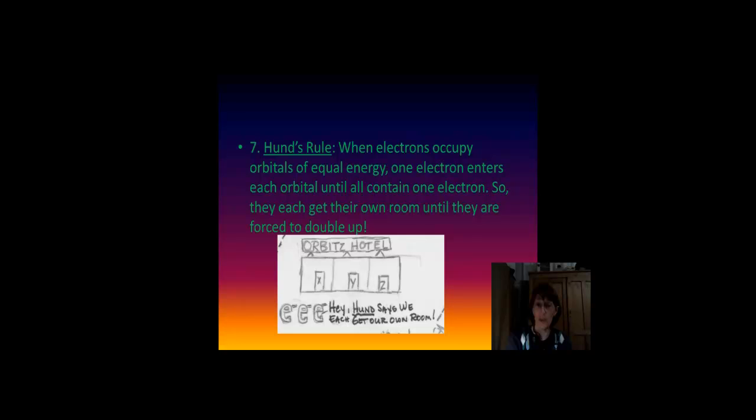Number 7 is Hund's rule. When electrons occupy orbitals of equal energy, 1 electron enters each orbital until they all contain 1 electron. So pretty much what that means is they don't pair up until they absolutely have to. So you see the spiffy little orbital hotel, and it's got 3 rooms, x, y, and z, the x-axis, the y-axis, the z-axis, and they're not going to pair up 2 in the x and 1 in the y, and none in the z. They'll have 1 in the x, 1 in the y, 1 in the z, and then they'll pair up when they have to. And what that does is that allows the electrons to stay as far apart as possible. And that's simply because like charges repel. They're going to get as far away from each other as they possibly can.